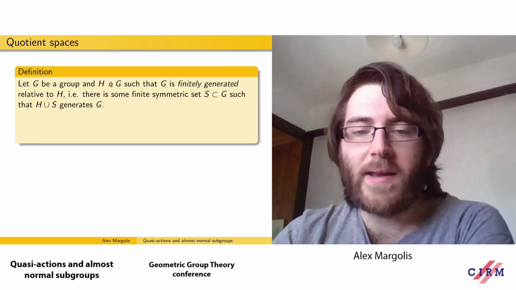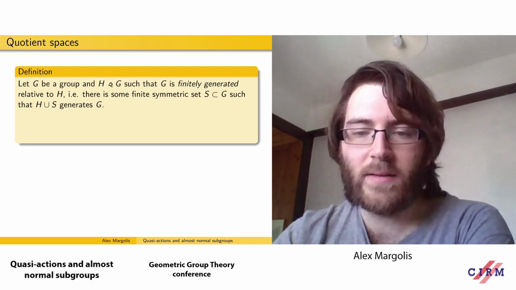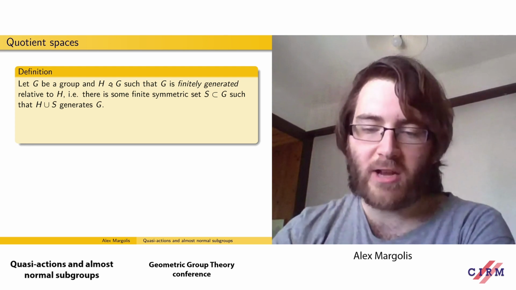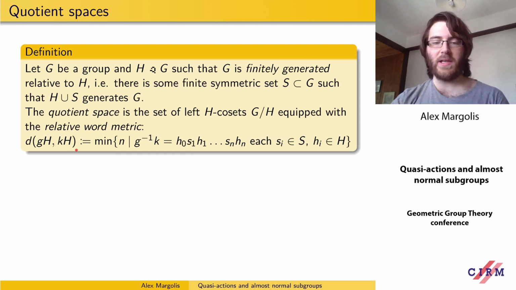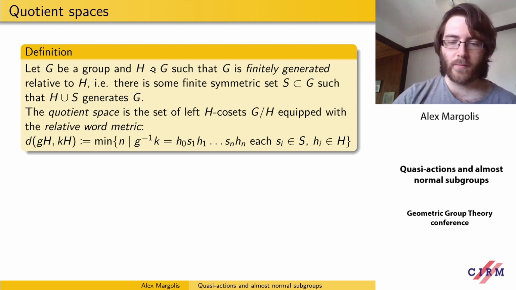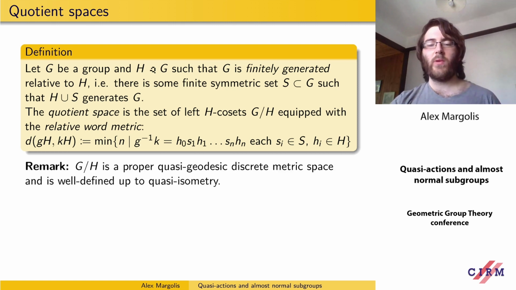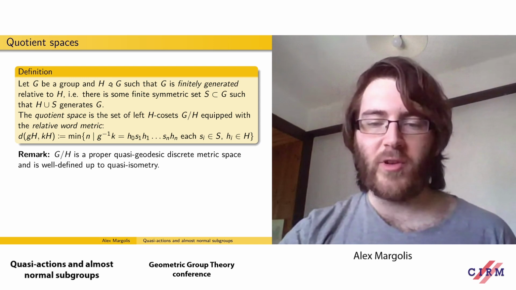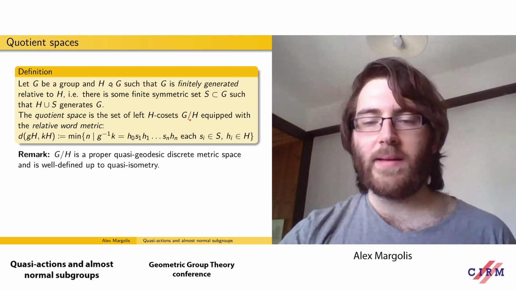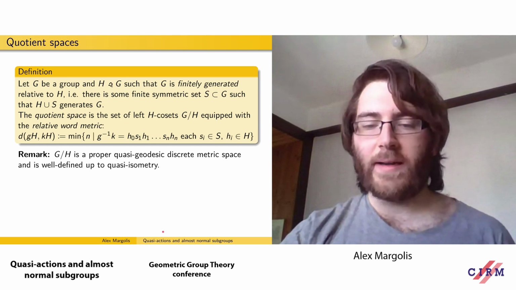So we say that a group is finitely generated relative to a subgroup if there's some finite set, we can assume it's symmetric, such that that set union the subgroup generates the whole group. And if we have an almost normal subgroup H of G, then the quotient space, as a set, is the set of left cosets, and it's equipped with the relative word metric. So the distance between two cosets, gH and kH, is the least n such that g inverse k can be written in this form. And it's not hard to see that this quotient space is a proper quasi-geodesic space, so it's quasi-isometric to a geodesic metric space. It's discrete and it's well-defined up to quasi-isometry, so it doesn't matter what finite relative generating set we pick. This is a well-defined space.